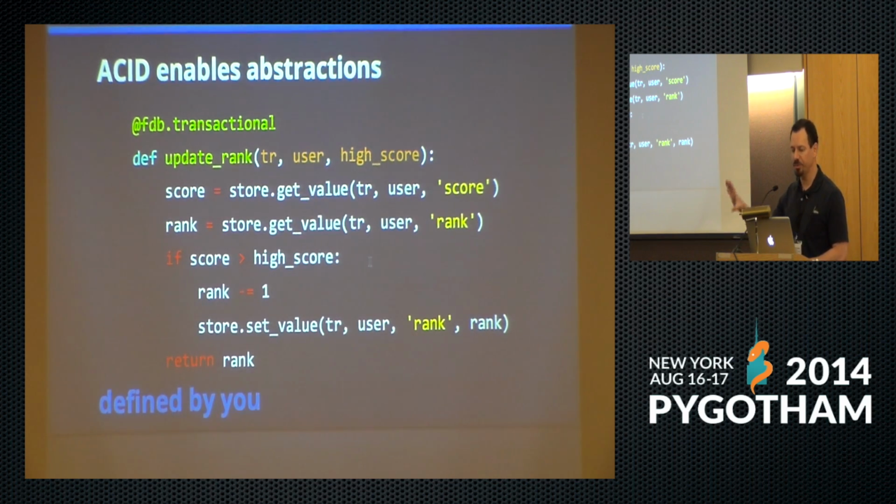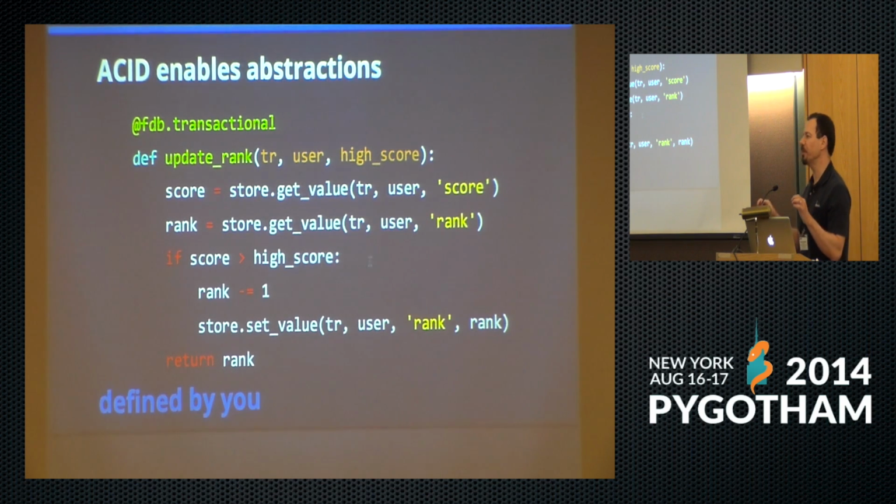So you write this simple function, and what you would do in FoundationDB is there's a decorator, FDB Transactional, that basically says this function is to be executed as a transaction. And once you do that, you're guaranteed these properties. And it allows transactions to be defined by you.